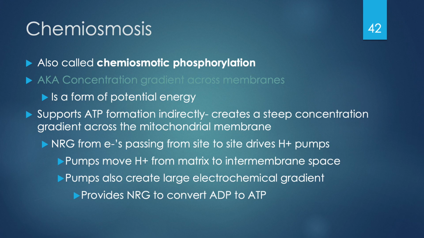But what it does is create a steep concentration gradient across that mitochondrial membrane specifically, so that energy from electrons passing from site to site is able to power those hydrogen pumps. Those pumps move the hydrogen from the matrix into the intermembrane space, and they also create a large electrochemical gradient. All of this together provides energy essentially just for the process of converting ADP to ATP.